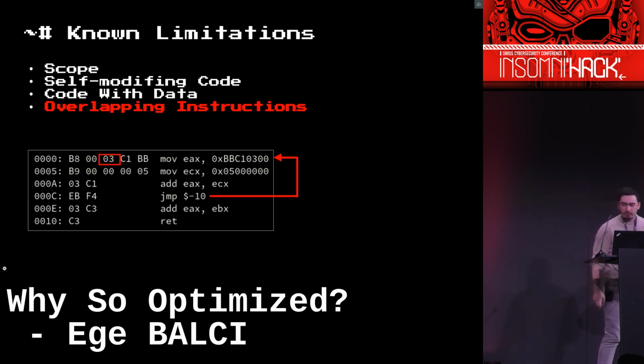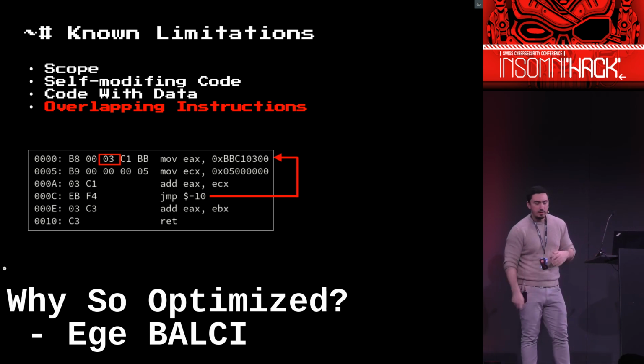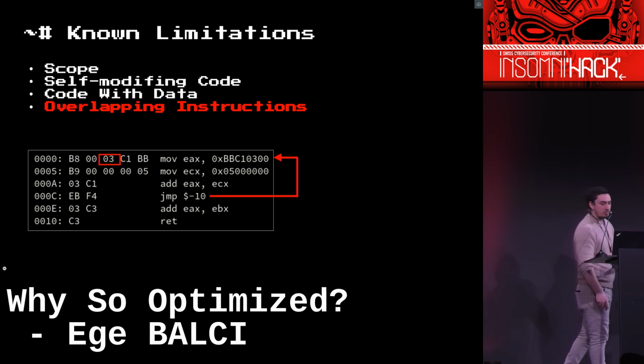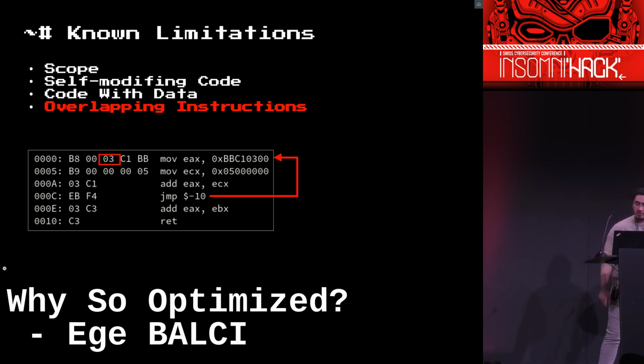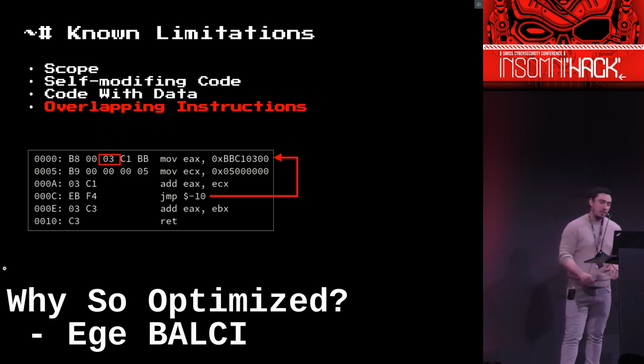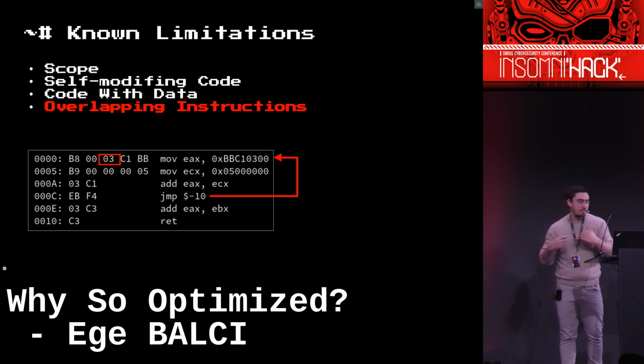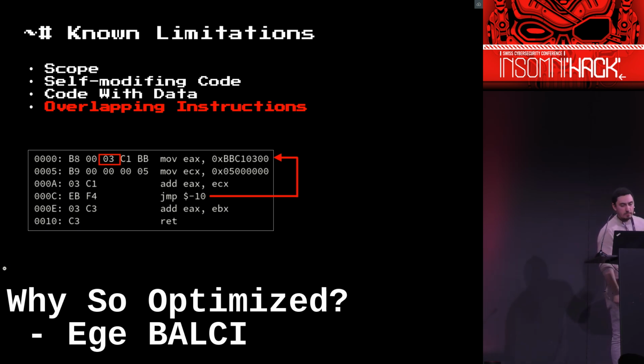And finally, overlapping instructions. This is again a super rare case. In some situations, some compilers do produce overlapping instructions simply to save some space. The best way to explain this is with an example. Here we have two move instructions and then an add instruction. Then we are jumping 10 bytes back. So when you do this jump, you land in the middle of the first move instruction.